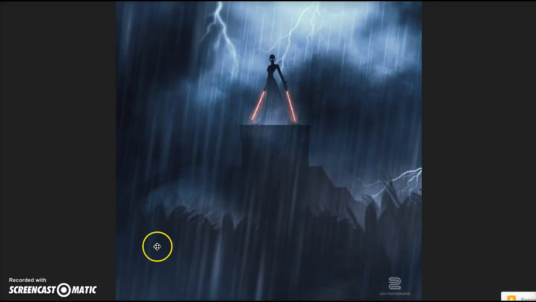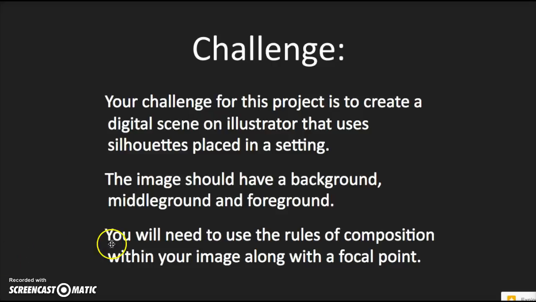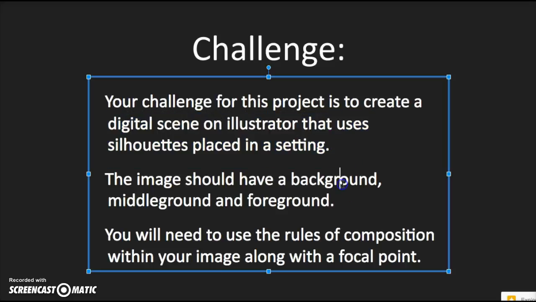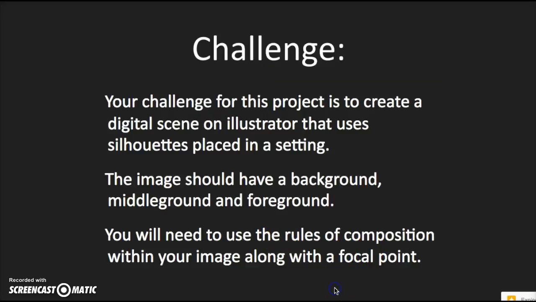So we'll be taking some pictures of textures and things that you might be able to use to create some atmosphere. Your challenge for this project, you're going to create a digital scene on Illustrator that uses silhouettes placed in a setting. You should have a background, middle ground, and foreground, and you'll need to really think through your composition to make this work well.